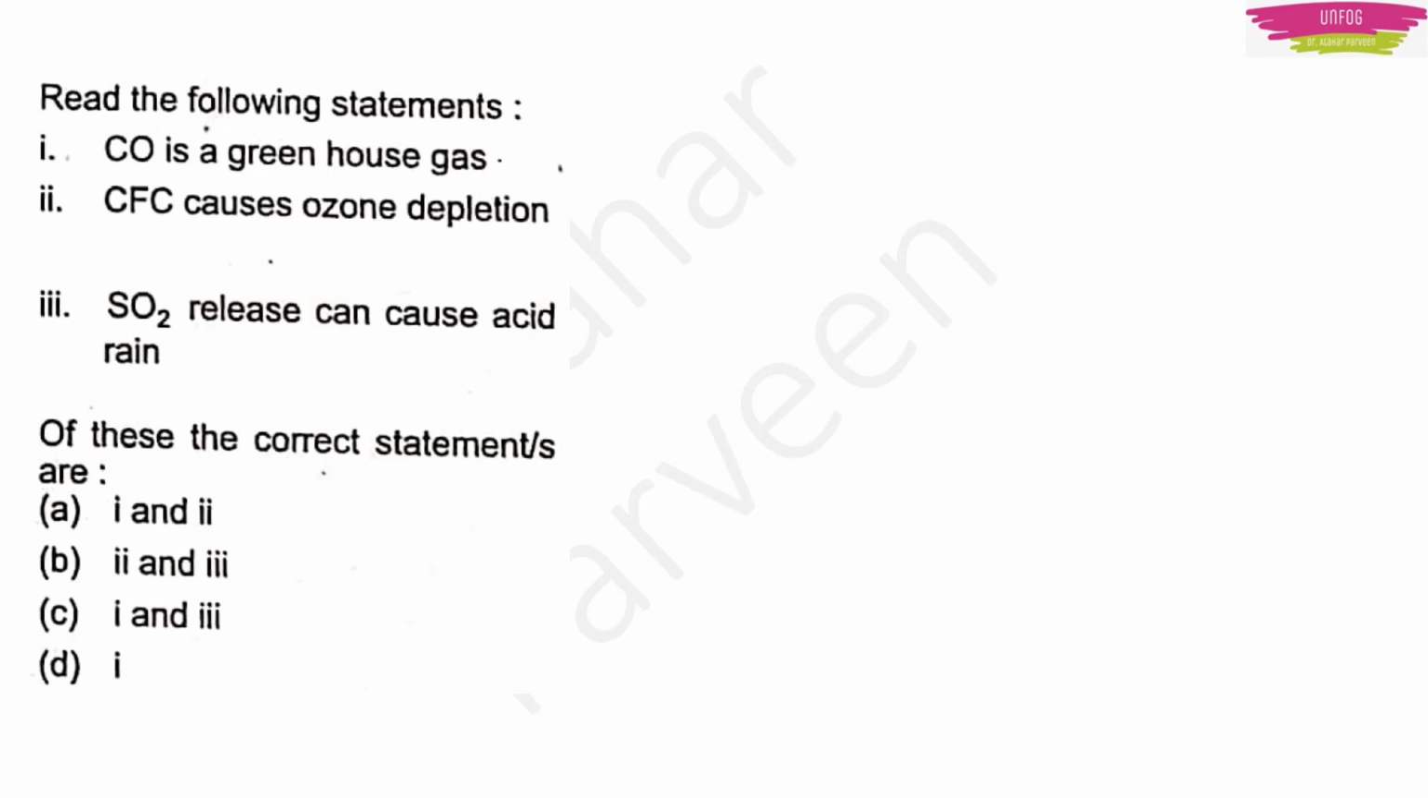Next question. Read the following statements. Carbon monoxide is a greenhouse gas. CFC causes ozone depletion. SO2, meaning sulfur dioxide, release can cause acid rain. Then they have given you 4 options. You have to take the right one: 1 and 2, 2 and 3, 1 and 3, or simply 1.